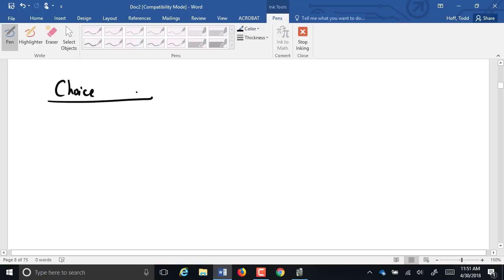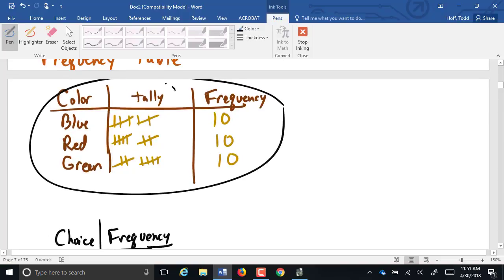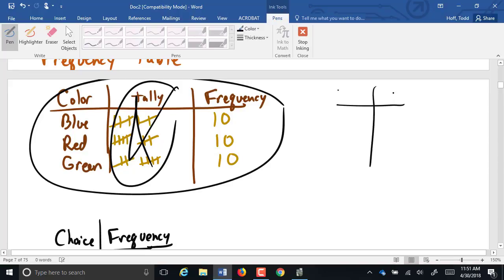So let me just do a frequency table here. I'm not going to show you the raw data. This is after we've already organized it in the frequency table. Notice there is no tally column in this frequency table because it's finished. Before I presented this, I would take this tally column out and I would just have the two columns with the color and frequency.